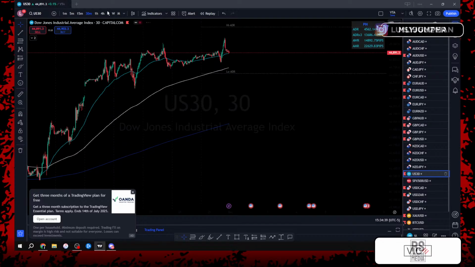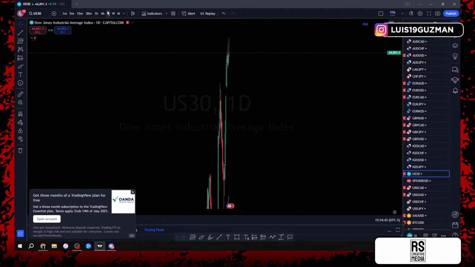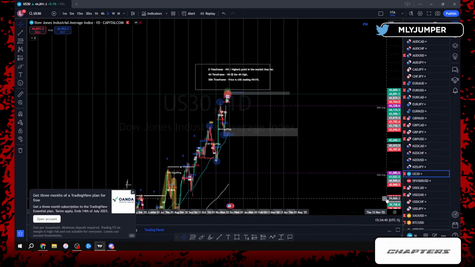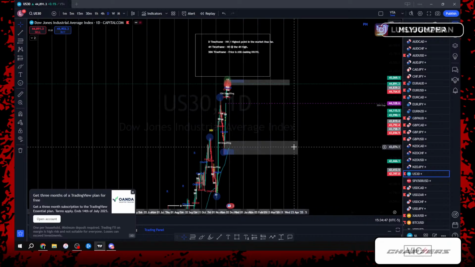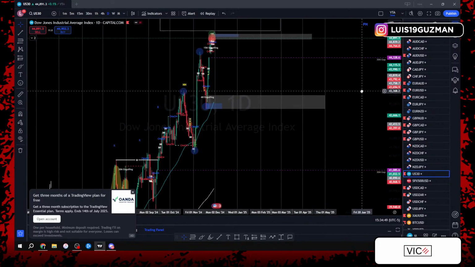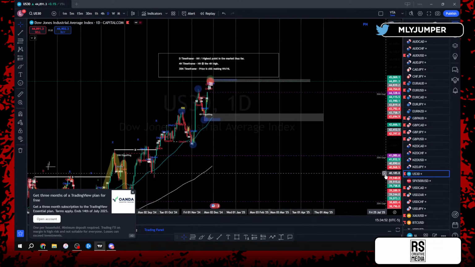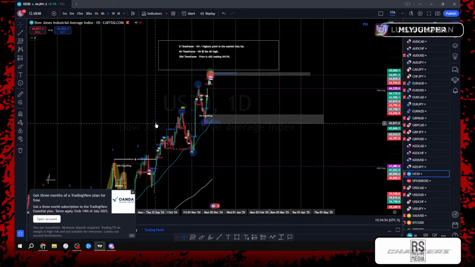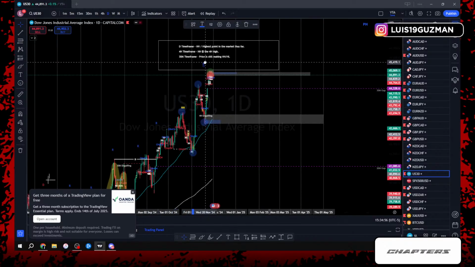US30, very similar to gold, very similar to GJ. US30 is in peak high territory at this moment. I'm just following structure, right? There's not really much to say about the market makers pattern here on GJ or on US30. It's just more about, again, following structure.